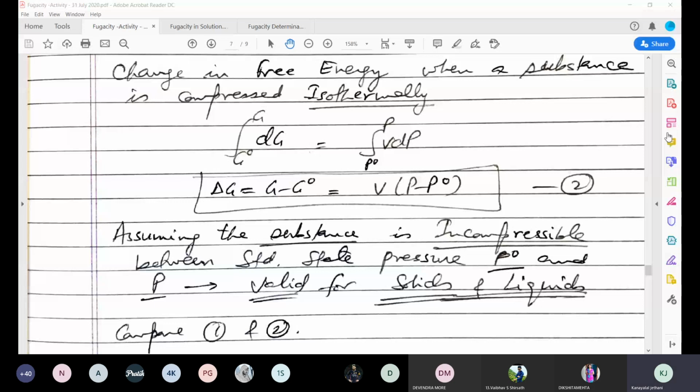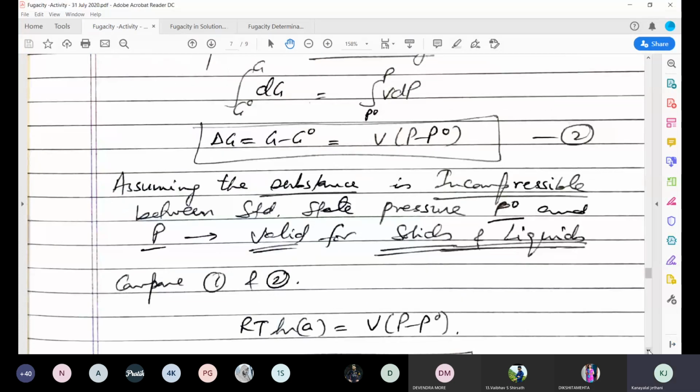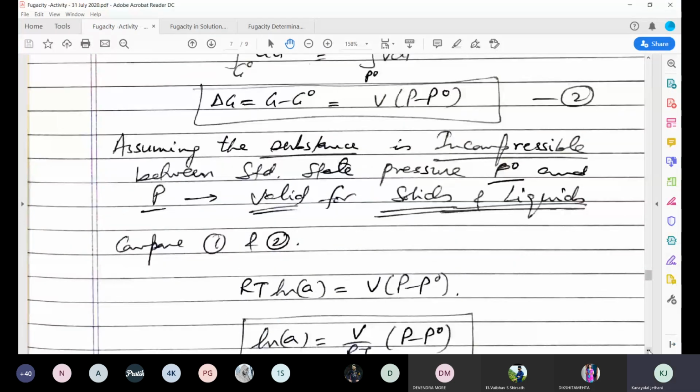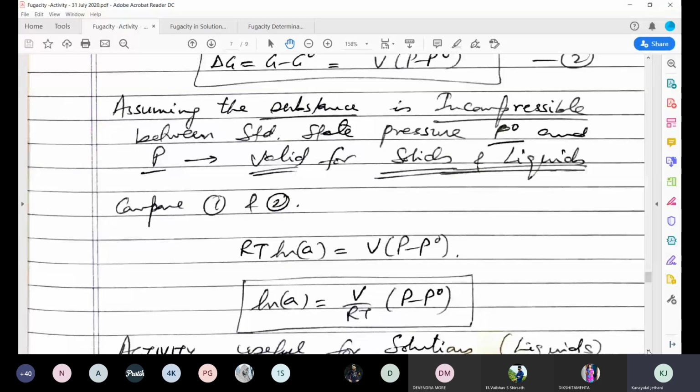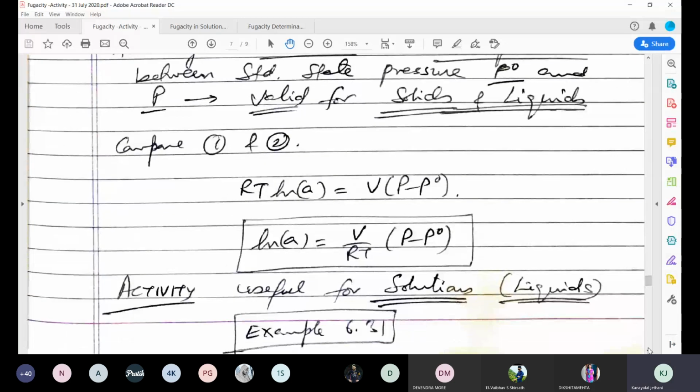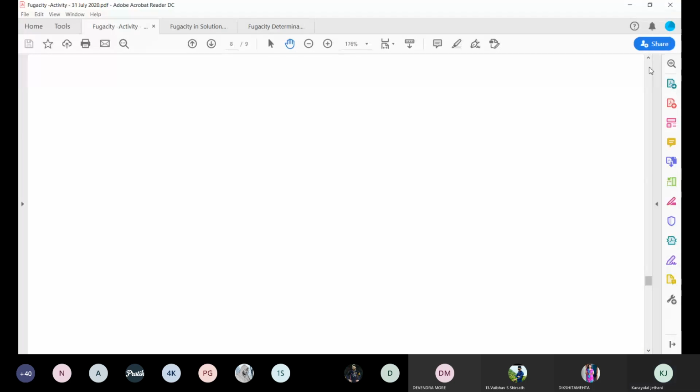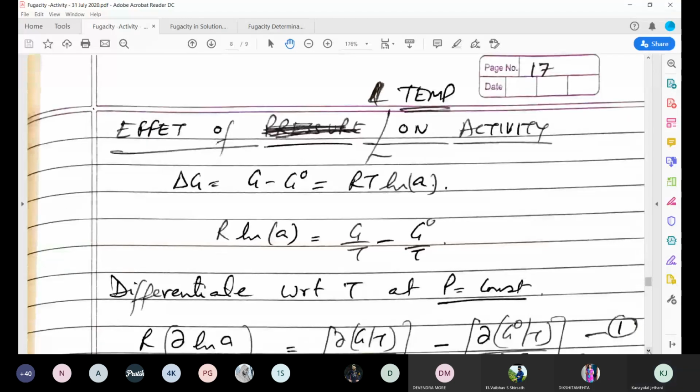So let's get back. This is what we get. ln of activity is equal to V by RT into P minus P0. So it is useful for solutions in liquids. And there is an example, you can see that example later. Let us finish this effect of temperature on activity. Then we see the example.